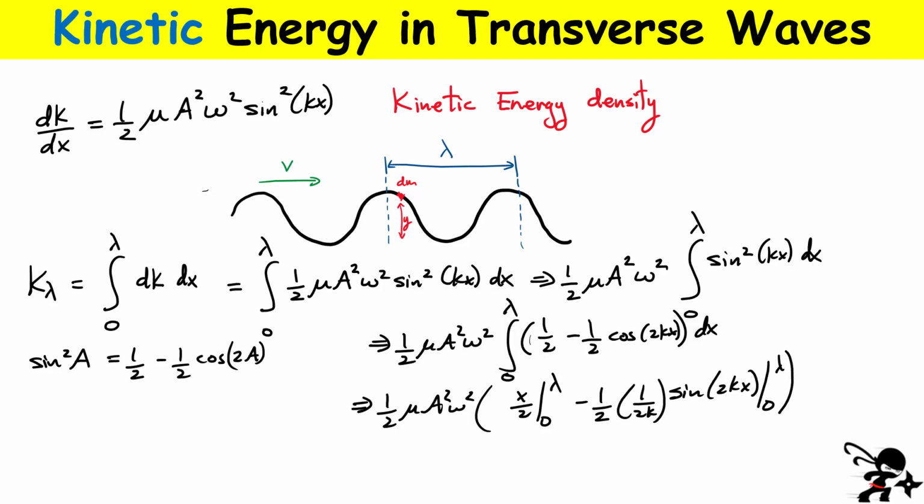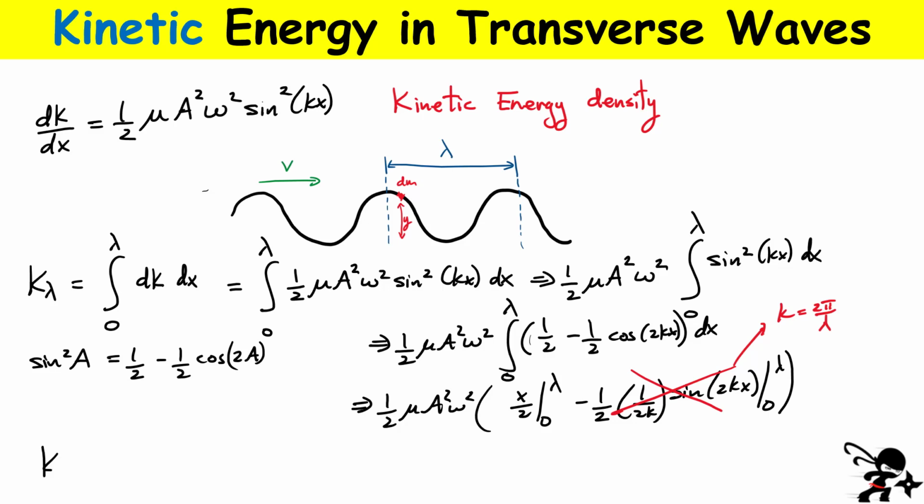Now this second term looks rather complicated, but you have to remember our definition of k is 2 pi over lambda. So actually this second term here, when you substitute lambda in here, the arguments are both going to give you sine of something that's going to give you 0. So you don't really have to worry about this second term right here. You're only going to be left with our first term.